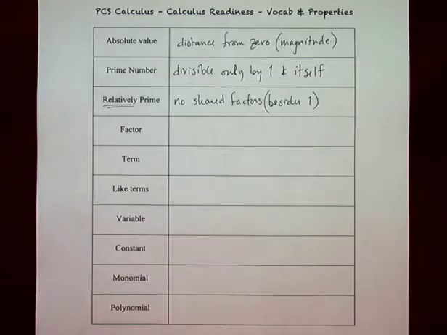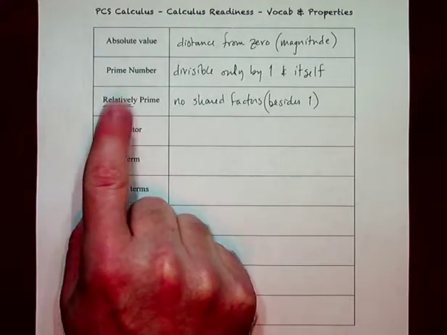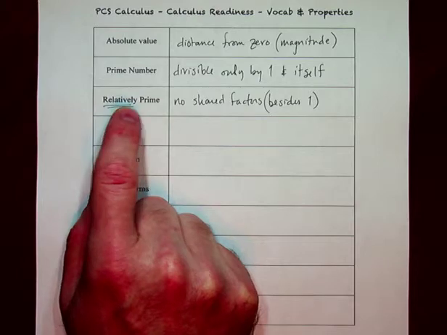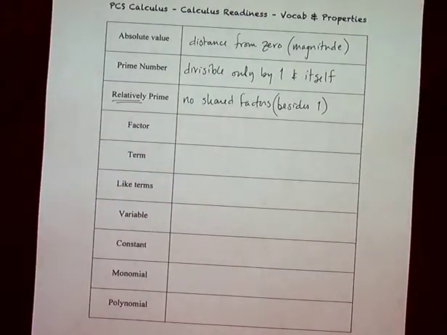So, for example, 8 and 9. Neither of them are prime, but they are relatively prime because 8 and 9 share no factors, right? 8 is 2 times 2 times 2, and 9 is 3 times 3. They share no factors.